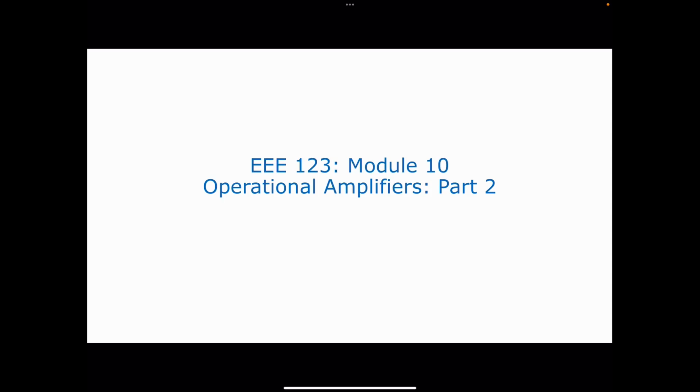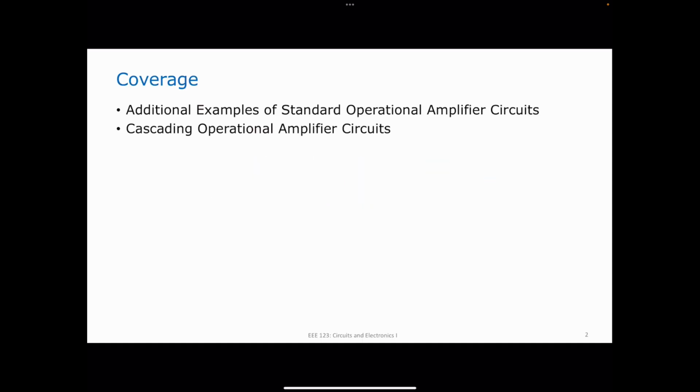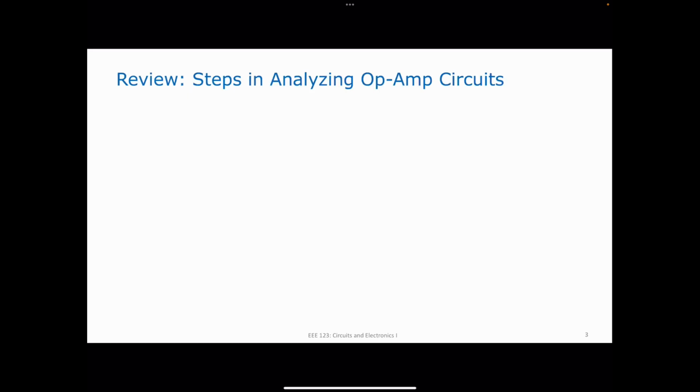This is part 2 of our module on operational amplifiers. This is what this lecture is going to cover. I'm going to take up additional examples of standard operational amplifier circuits, and then we'll go into the cascading of op-amp circuits. Just to review what we took up the last time, these are the steps in analyzing op-amp circuits.